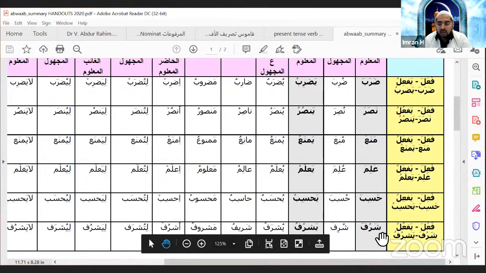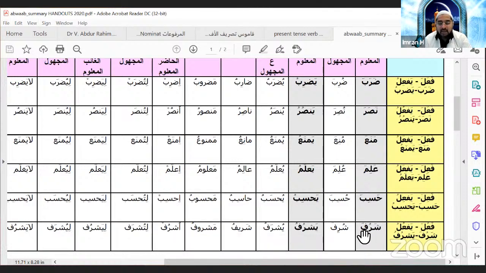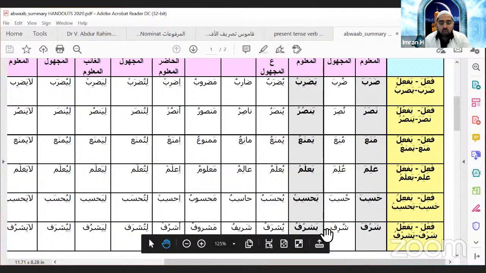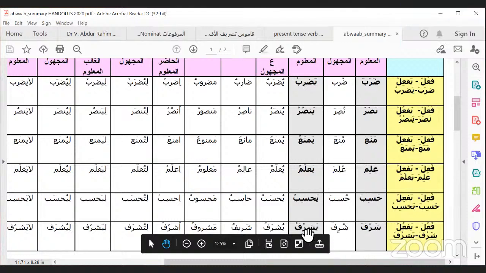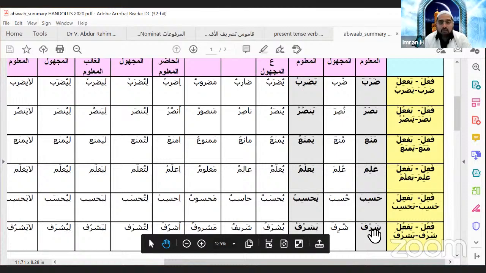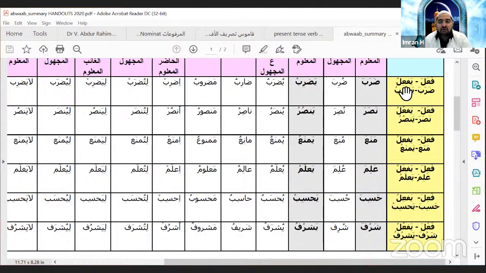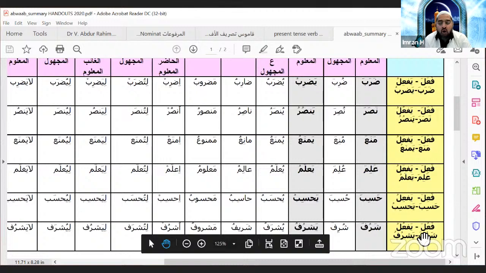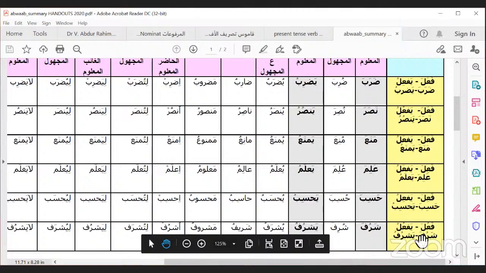And finally, any verb whose past tense has a dhamma in the middle, sharufa, has only 1 option in the present tense, which is yashrufu. So whenever a verb's past tense has a dhamma in the middle, its present tense has only 1 option. All the 3-letter verbs in the Arabic language come on one of these 6 patterns: 3 for all the verbs with fa'ala's past tense, 2 for all the verbs fa'ila, and 1 for fa'ula. That's 6 in total.